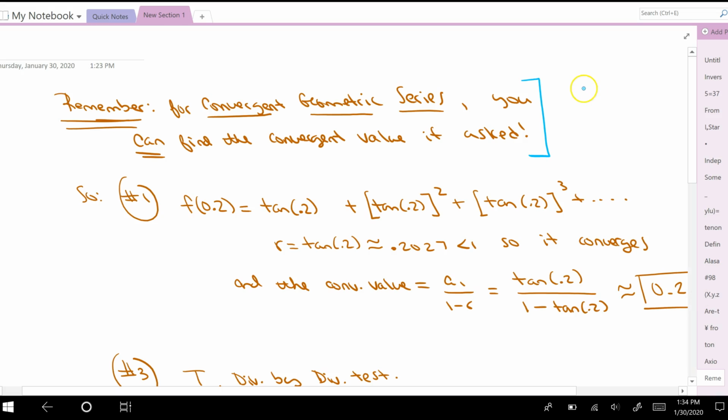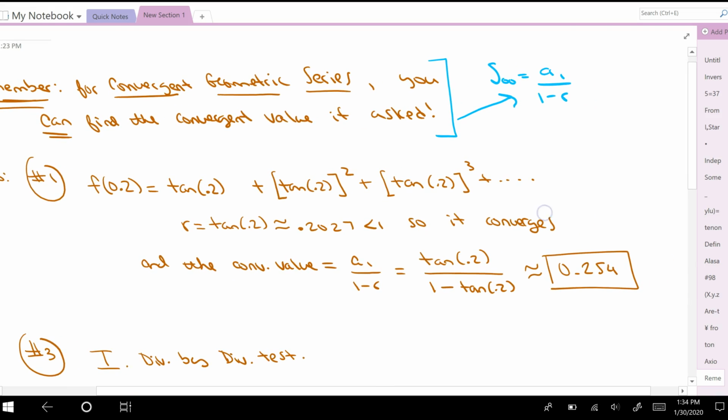And that just comes from, if you look at your notes, it's been a while, I know. If a geometric series does converge, and if the question asks you, not only does the series converge, but if it does converge, what's the convergent value? You can find it right here.